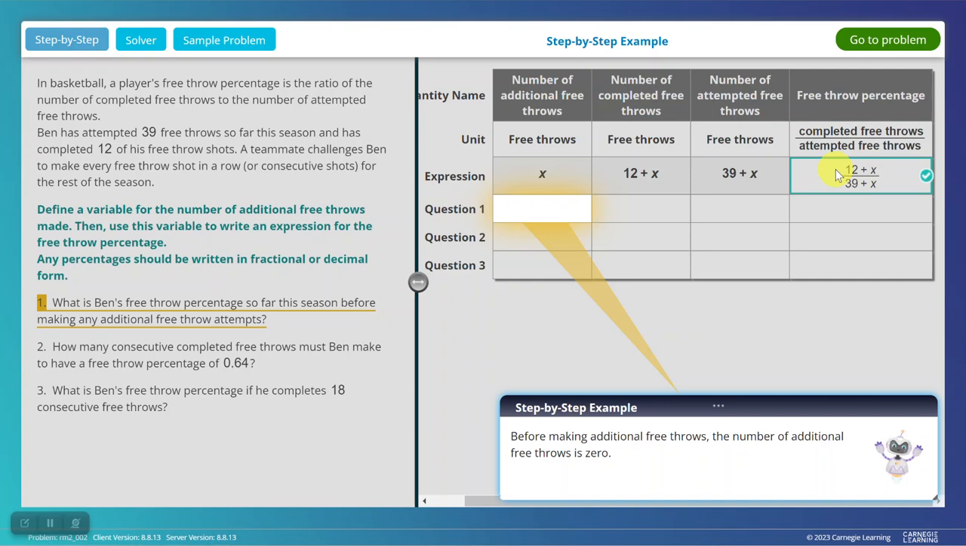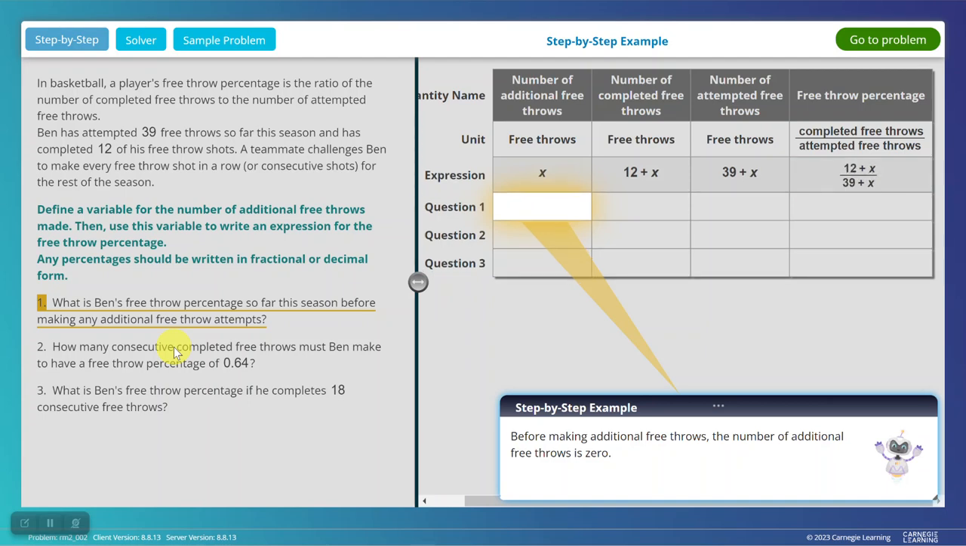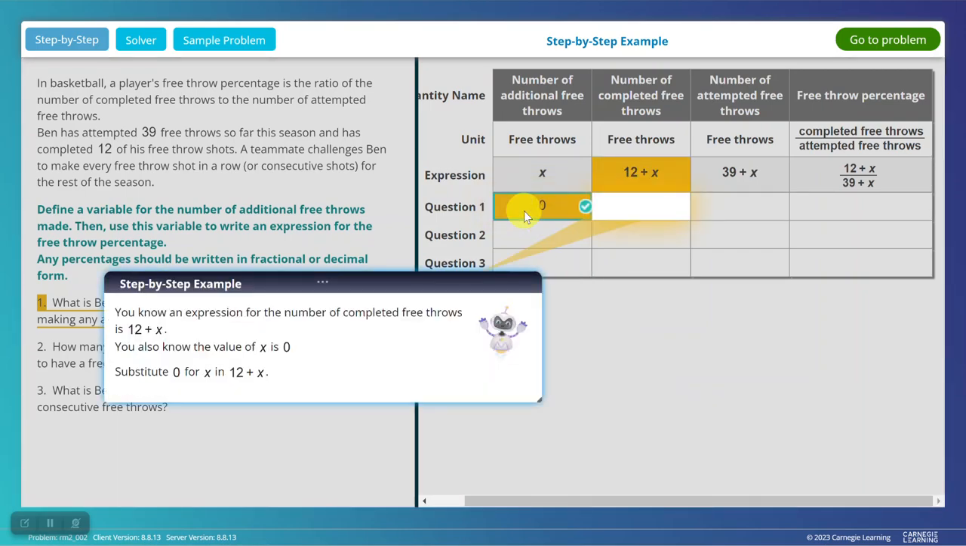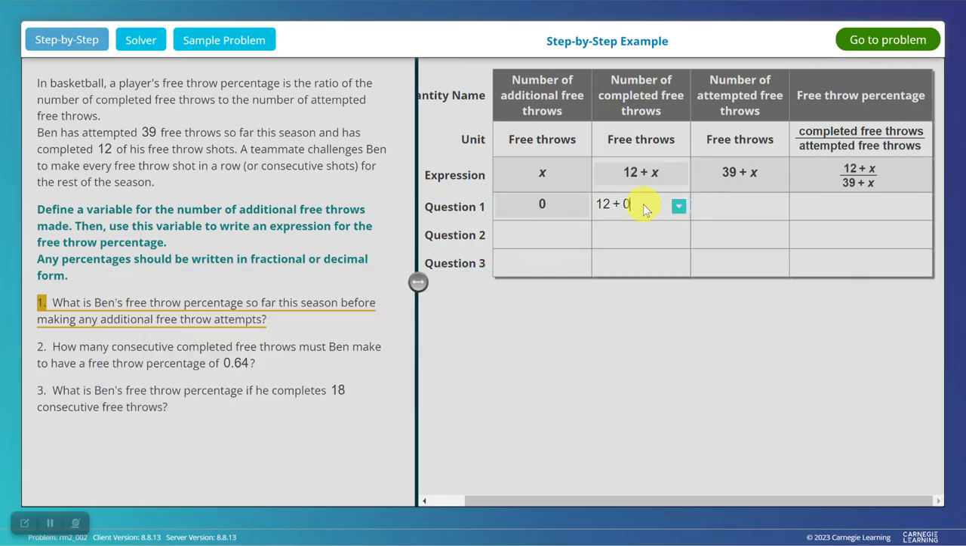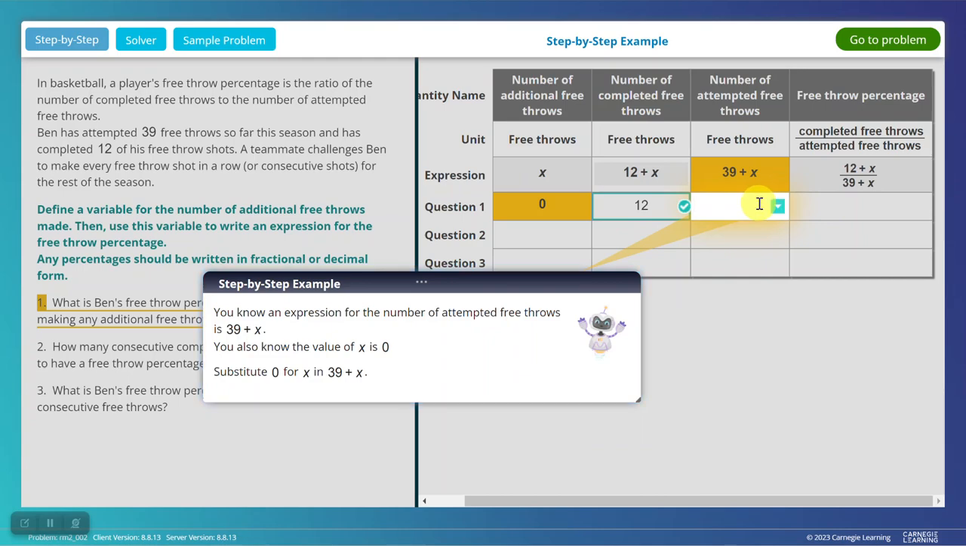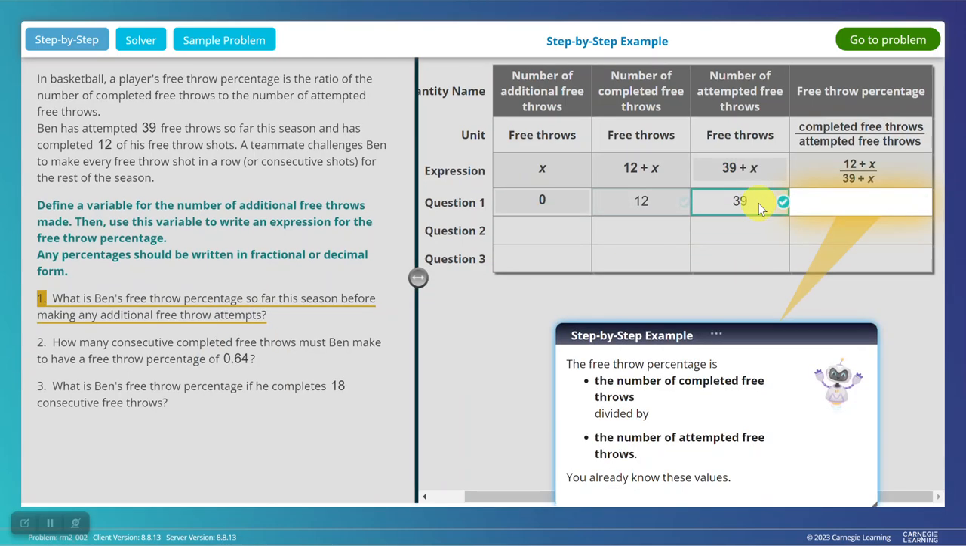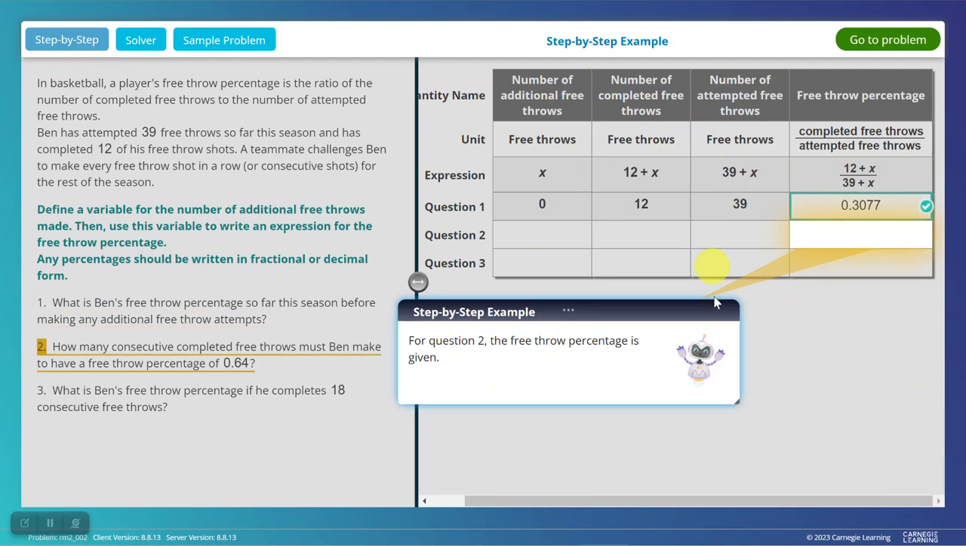Okay, so now question 1 says, what is Ben's free throw percentage so far this season before making any additional free throw attempts? So basically there's no more additional free throw attempts, so we're going to let x be 0. So this is going to be 12 plus 0, or just 12. This is going to be 39 plus 0, or just 39. You could write it as 12 plus 0 divided by 39 plus 0. Basically, I'm plugging in x with 0, or I could just do 12 over 39, and there's our decimal.